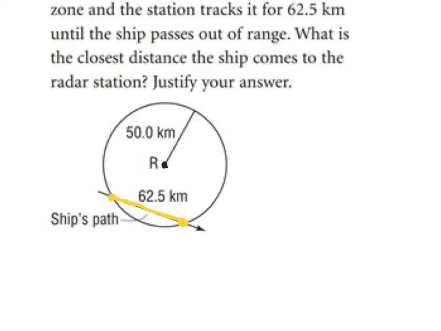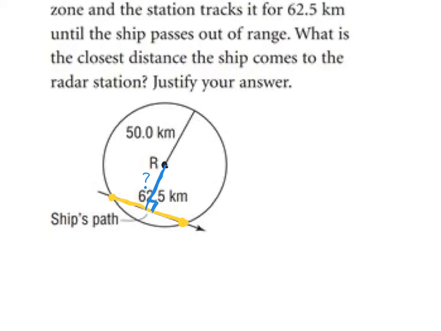at the middle? Well, of course, it's going to be when it's perpendicular to that path. So basically, it sounds to me like we need to find the length of this perpendicular bisector. Okay, well, let's see how this goes then. So, where can we start? Well, we know that this yellow line is 62.5.